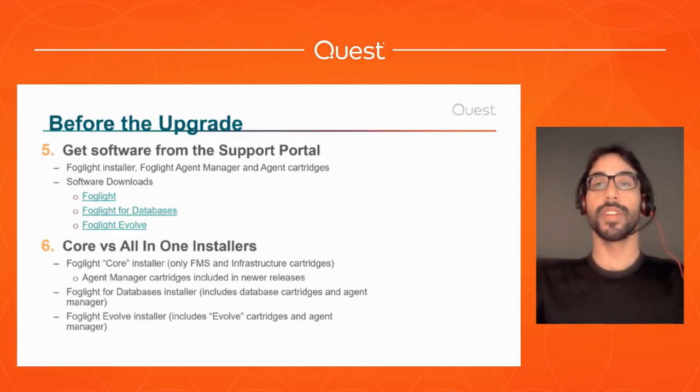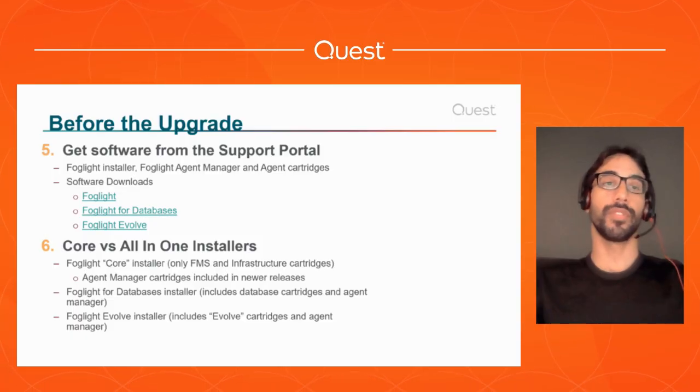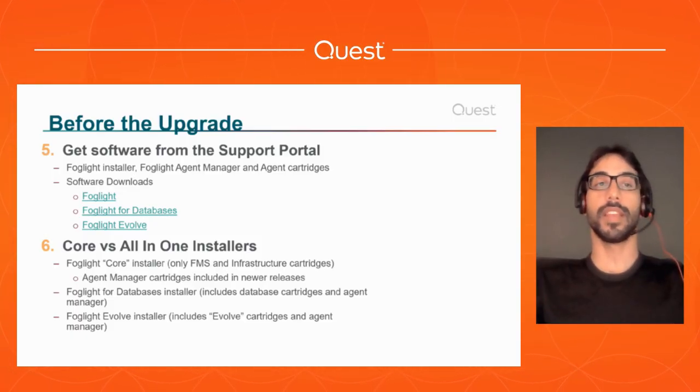At this point, when you are deciding which installer to use, you may have the option to use the Foglight core installer or the all-in-one installers for Foglight for databases and Foglight Evolve. The core installer includes the Foglight Management Server, infrastructure cartridges, and in the latest releases, also the Foglight Agent Manager cartridges. This would be starting from the version 7.1.5.